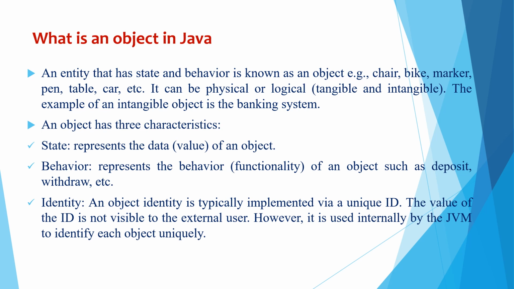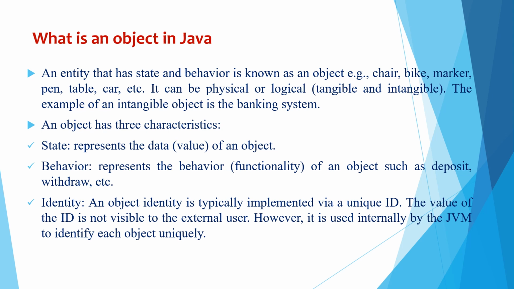Class is a group of variables of different data types and a group of methods. A class in Java can contain data member, method, constructor, nested class, interface.